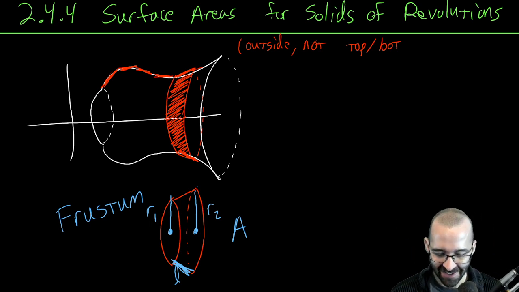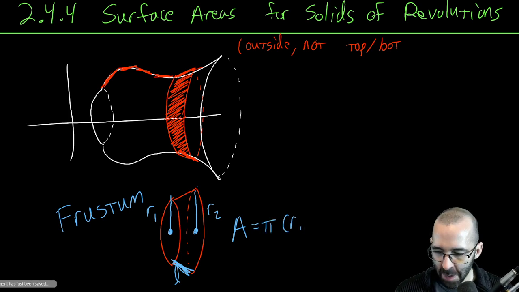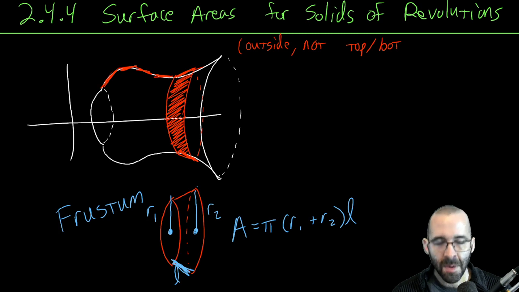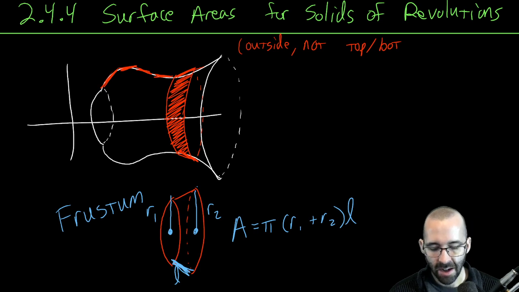I'll get really excited. So the surface area of this frustum, I have to check my notes because I don't remember it, is pi times the radii added together. Or basically it's 2 pi times the average radius times L.